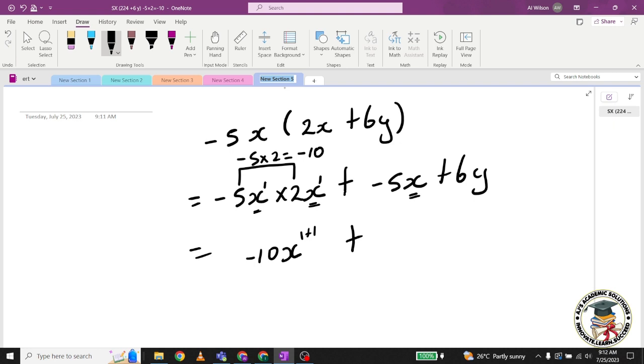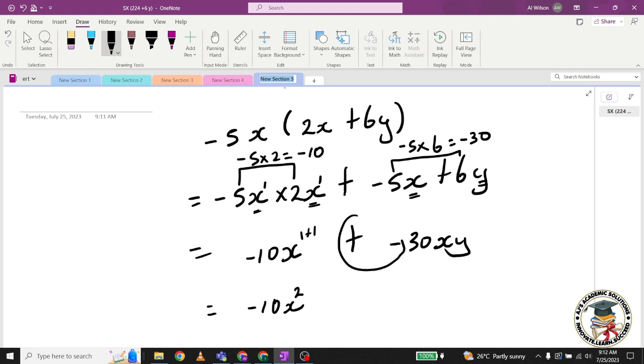Notice this is x and this is y. So we can't add these powers, we're just going to write back the variables. Then we have 5 and 6, so negative 5 times 6 is going to be 30. Negative and positive is negative, so negative 30xy, giving us our final answer of minus 10x. 1 plus 1 is 2, so x squared. And like we notice here, positive and negative means we're going to have a negative 30xy.